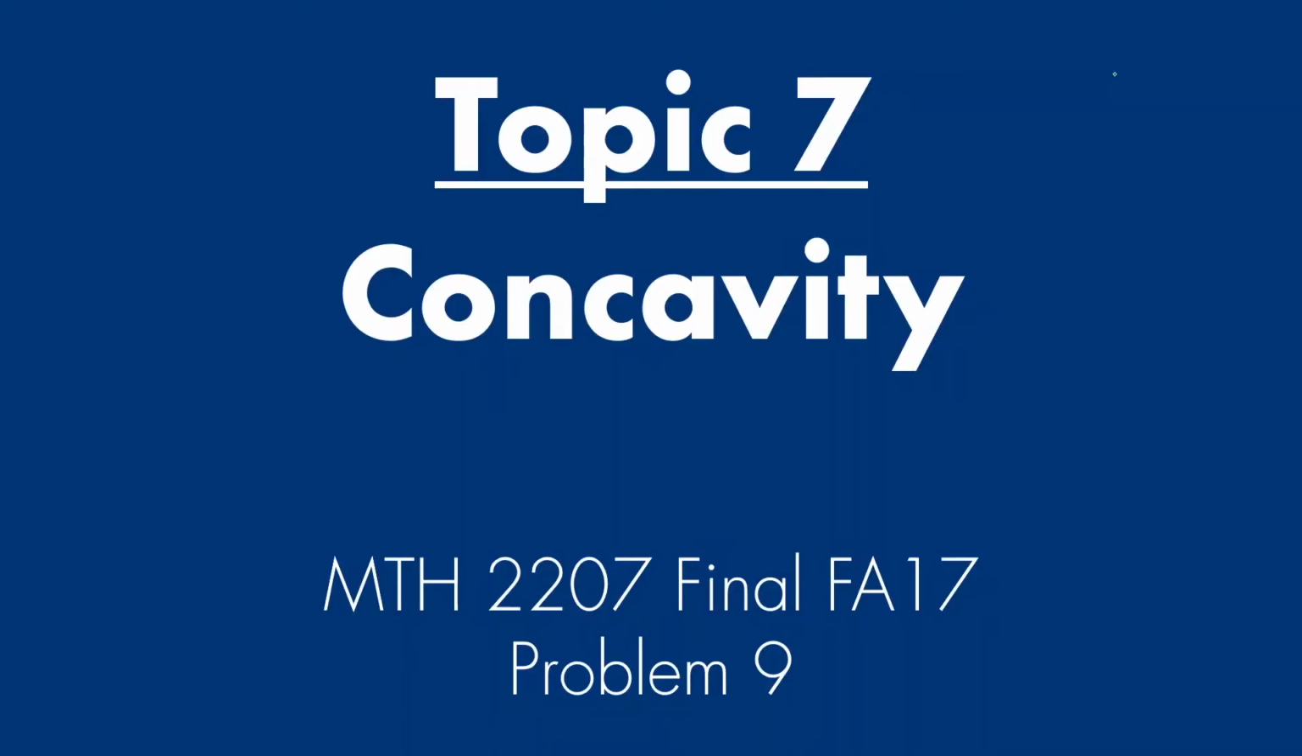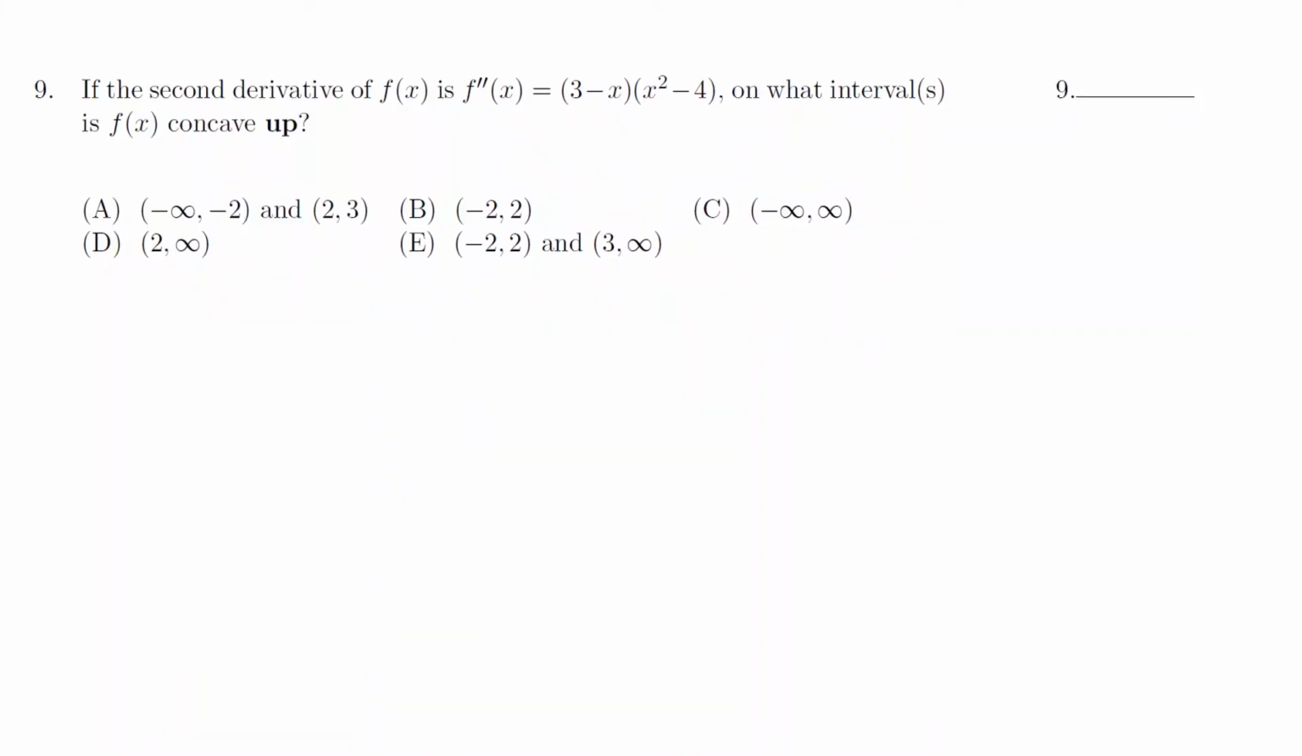Next, topic 7, concavity. Problem 9 from final FA17. We need to figure out on which intervals function f of x is concave up. And we're already given the second derivative. Let's factor it out even more.